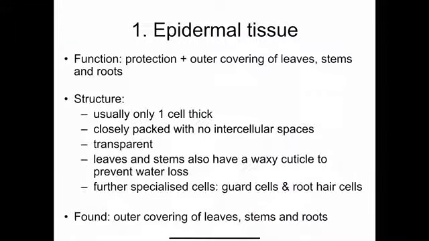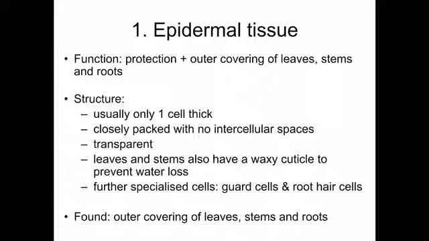So let's start with epidermal tissue. Epidermis, epi meaning outside, dermal referring to skin or surface. And so these are the tissues that are on the outside, the surface of the plant or surface of the organism. Their function is to protect and to cover. So obviously we find them on the outside of leaves and stems and roots. Epidermal tissues are only one cell thick. They're very, very simple tissues.